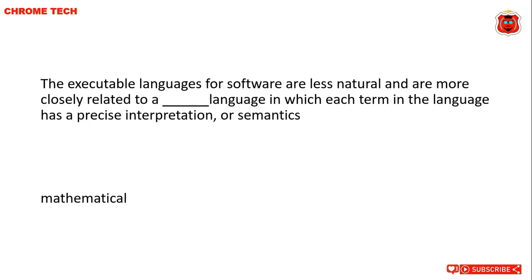The executable languages for software are less natural and more closely related to Dash language, in which each term in the language has precise interpretation or semantics. Mathematical language. The executable language for software is less natural and more closely related to mathematical language. Mathematical language is the correct answer.